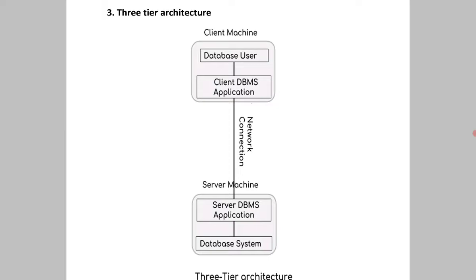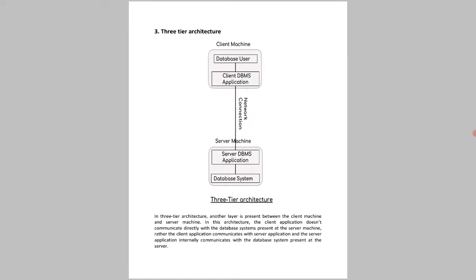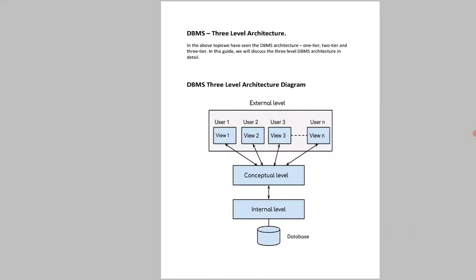In the first layer, the client layer, clients generally communicate with the server databases or the application programs, and from the application programs it is communicated with the database server. So this is the 3-tier architecture used.